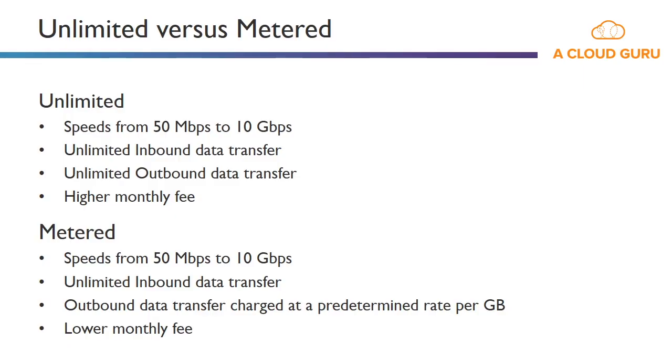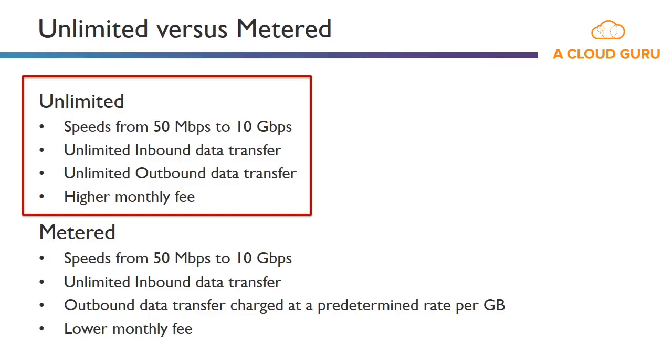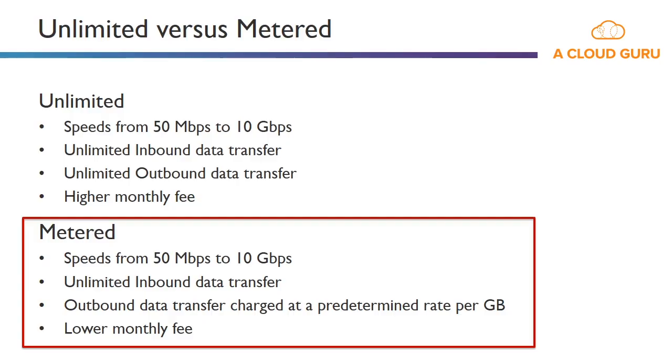So if we look at unlimited, first of all, speeds are from 50 megabits a second to 10 gigabits a second, and you have unlimited inbound data transfer and unlimited outbound data transfer, but you do pay a higher monthly fee for this unlimited option.